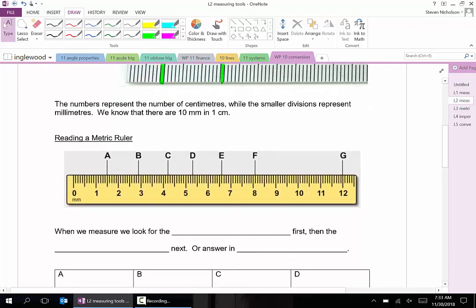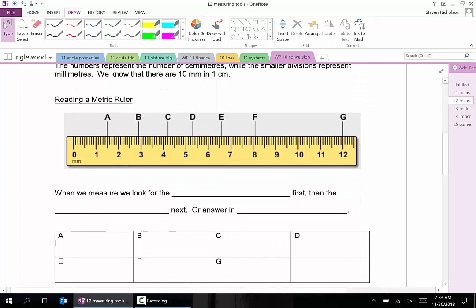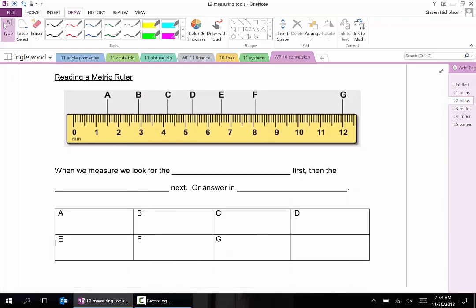So here's another example of a metric ruler with a few measurements taken. Imagine these were actually recorded. You put your ruler down and you measured out how long something was. And again, when we read a metric ruler, it's a two-part problem. The first thing we do is we look at the centimeter portion first. And I'll go through what I mean by that.